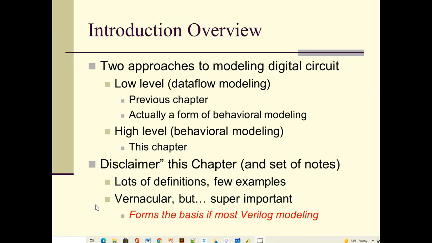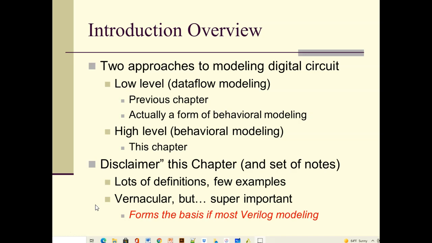So there are roughly two approaches to modeling digital circuits with Verilog. Essentially, there's a low-level approach, which we saw before, and that's data flow modeling. Although it's actually a form of behavioral modeling, there's also a high-level approach, which we'll talk about in this chapter, which is essentially behavioral modeling.